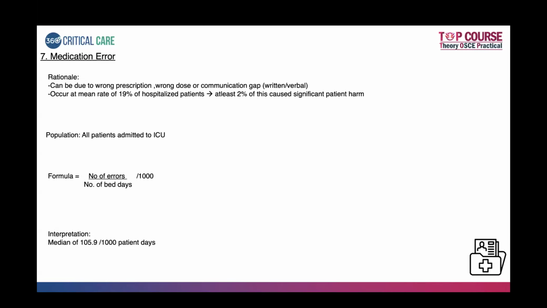So it can occur at a mean rate of 19% of hospitalized patients, and at least 2 out of this can cause significant patient harm. So the formula for this patient safety factor is number of errors by the number of bed days. Similarly, for patient fall, which is another safety related issue, it was the number of patients who had a fall by the number of bed days. So for measures of your patient safety, predominantly you need to go by the number of bed days in your denominator. So that is one way you can remember it.